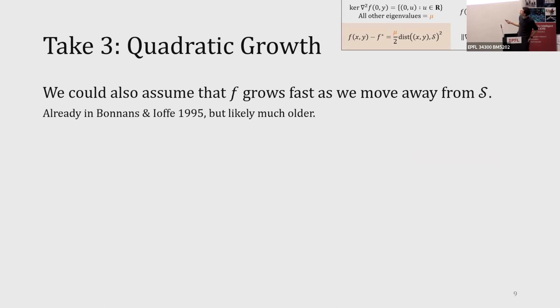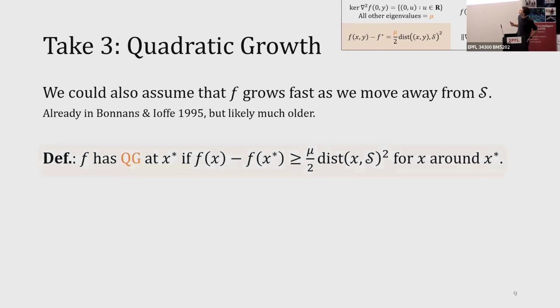This is really old. The oldest paper we could find where it's sufficiently explicitly written is from 95 by Bonnans and Ioffe, but it's probably much older than that. If you know of an older reference, let us know. The inequality is just this: you assume that the distance between a point X and the set of minimizers, squared, is upper bounded by the optimality gap in terms of function value. The nice thing about this assumption is that it only involves the value of the function and the distance to the set of minimizers. It does not involve a gradient or a Hessian or anything.